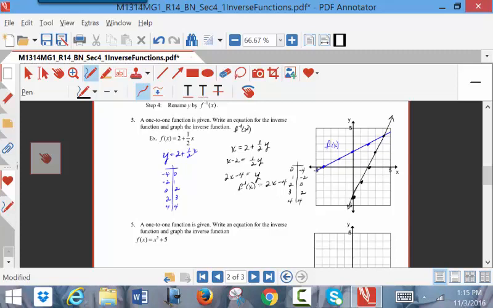There it is. That is my inverse function graphed. Where did you get the 4, where you got the 2x minus 4? I multiplied everything times 2. I multiplied everything in the equation times 2 so I could get rid of the half.